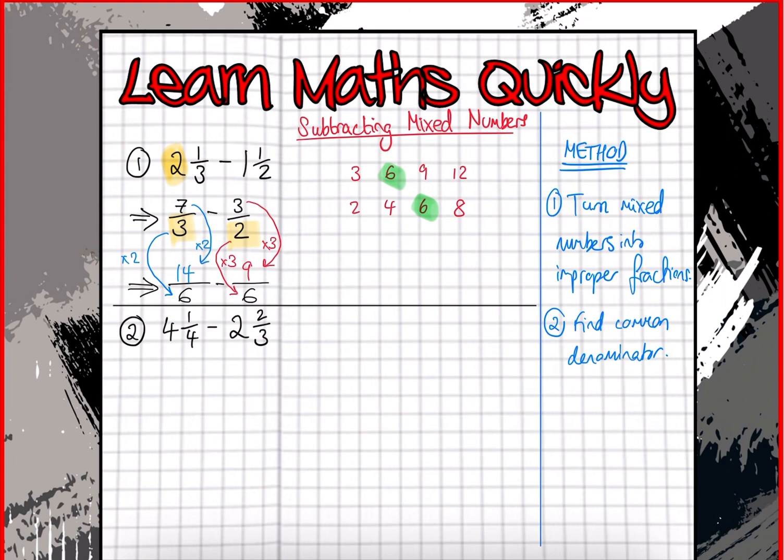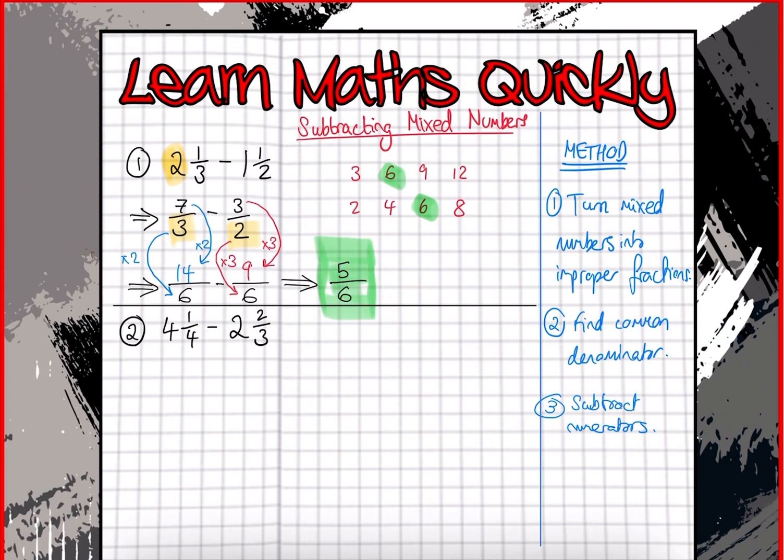So just like this is now a normal fraction problem, you just subtract the numerators. So I'll add that to our method side on the right hand side here. So you subtract your numerators, so 14 take away 9 is 5, and the denominator stays the same, which is 6. So our answer to this first question is 5/6.